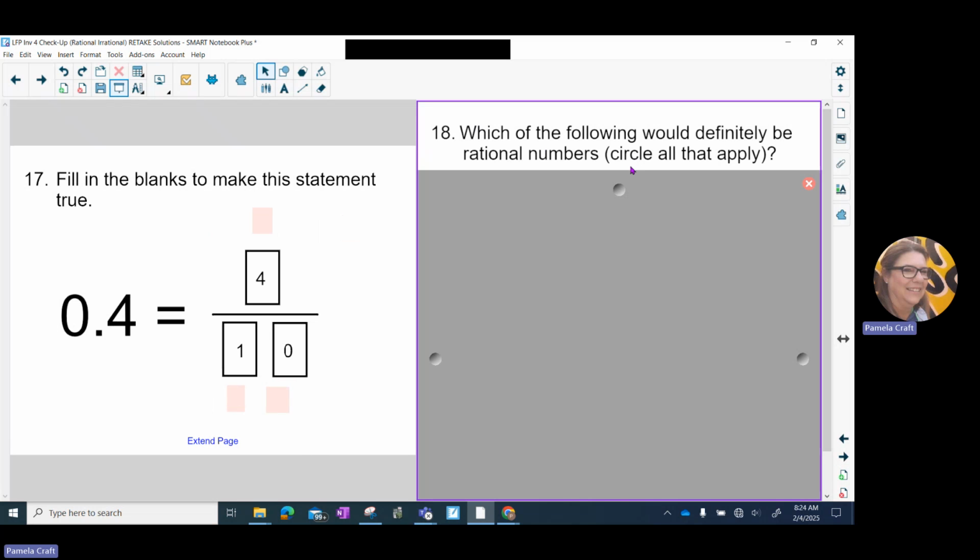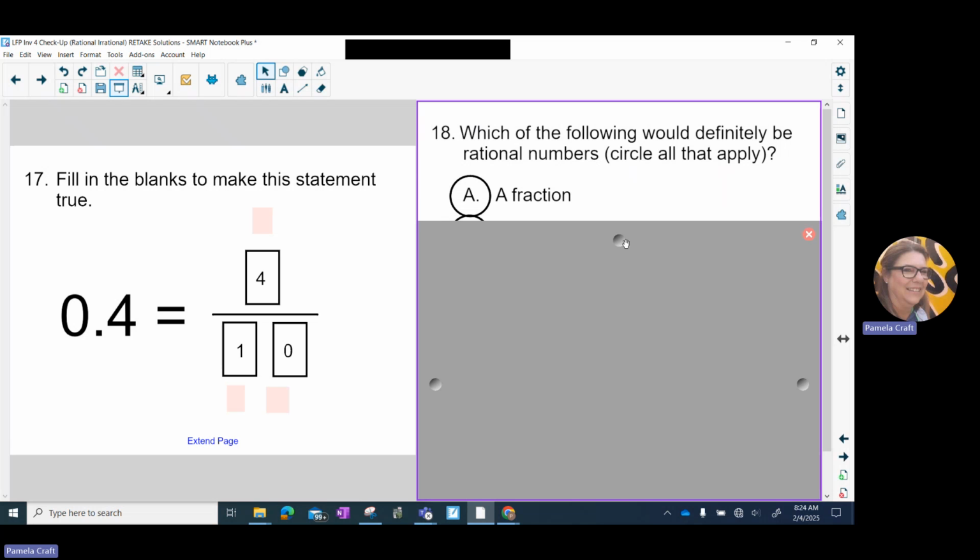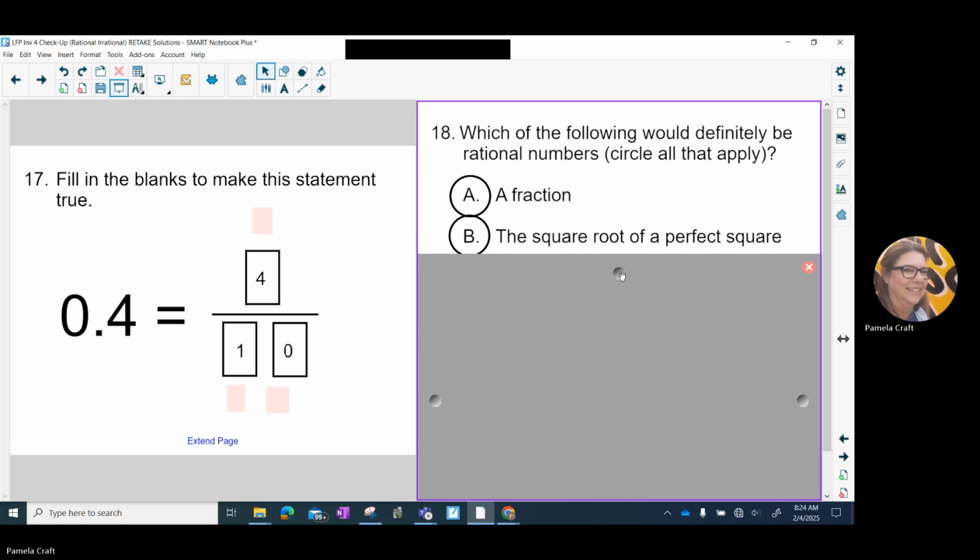18, which of the following would definitely be rational numbers? So A, a fraction, and by definition, if it can be written as a fraction, it is rational. B, the square root of a perfectly square number. That would get me a whole number, and again, whole numbers can be written as fractions, and so rational.